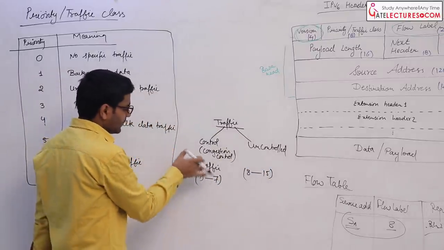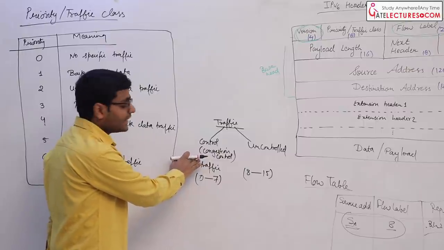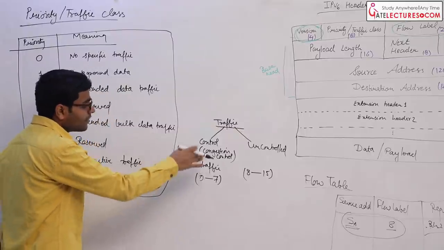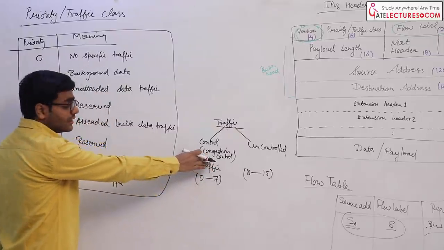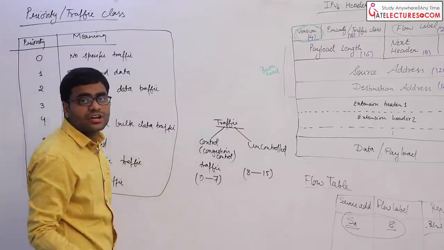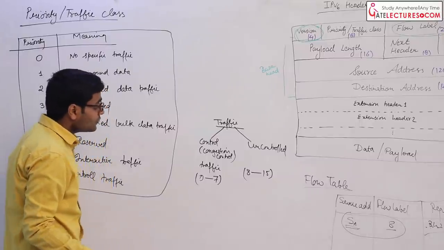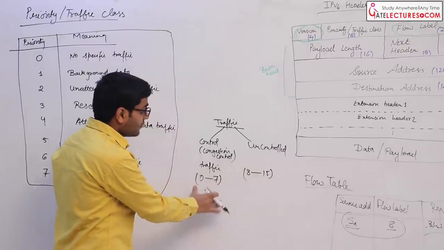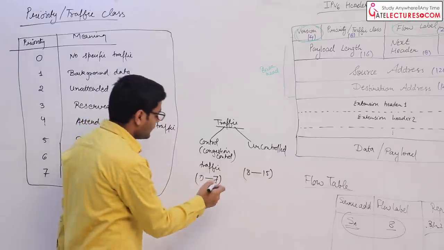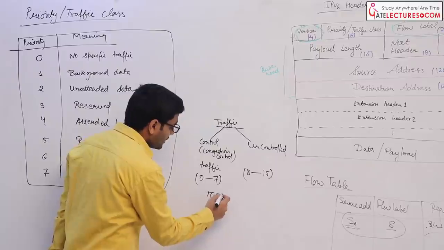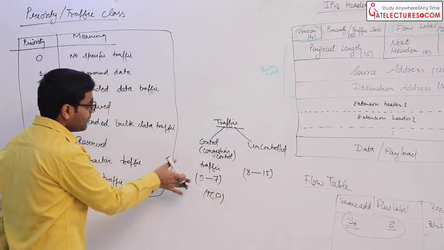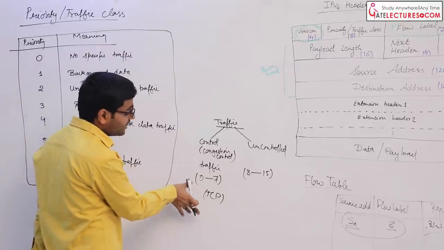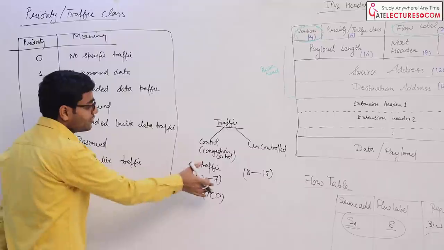Controlled traffic is a type which is providing the congestion control feature. Like if the packet has TCP, then TCP already takes care of congestion control. So if the router discards this packet which is already running TCP, then even if this packet is discarded by the router, TCP will take care of the retransmission of this packet.